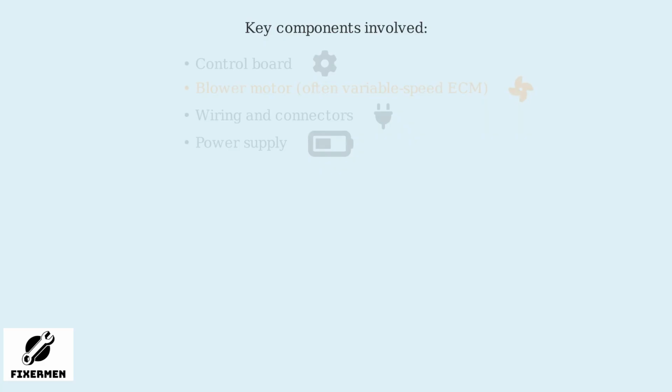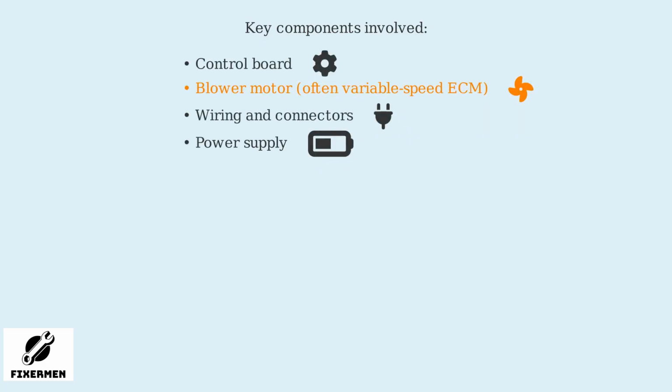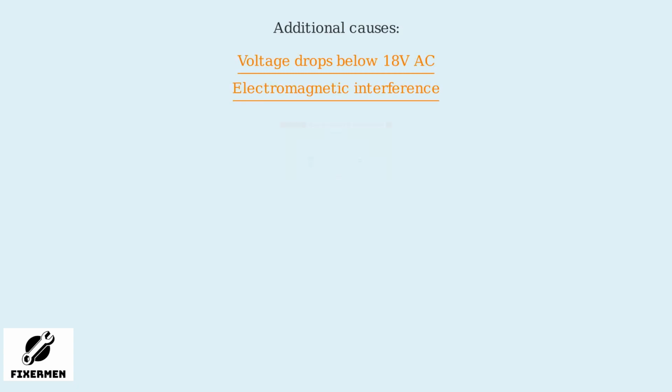Key components involved include the control board, the blower motor, which is often a variable speed ECM, wiring and connectors, and the power supply. Voltage drops below 18 volts AC or electromagnetic interference can also trigger false positives for this error. Before calling a technician, try these basic steps to resolve Lennox Error Code 201.